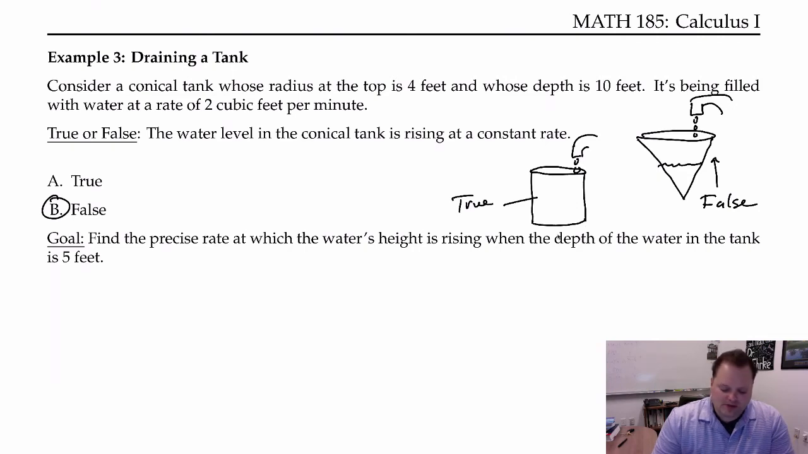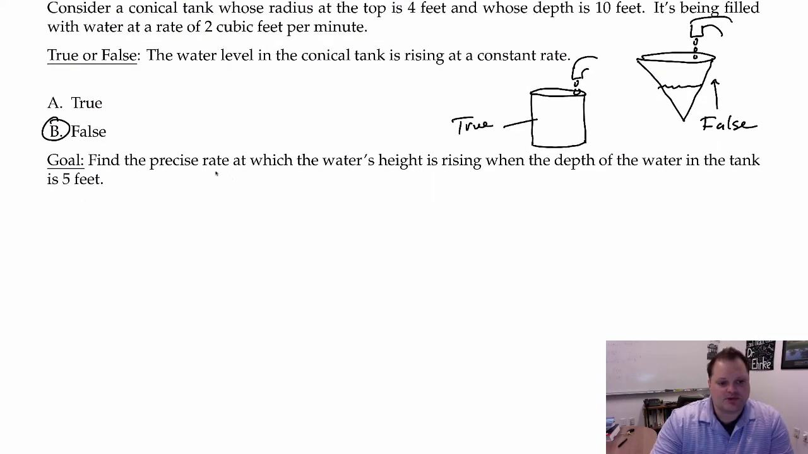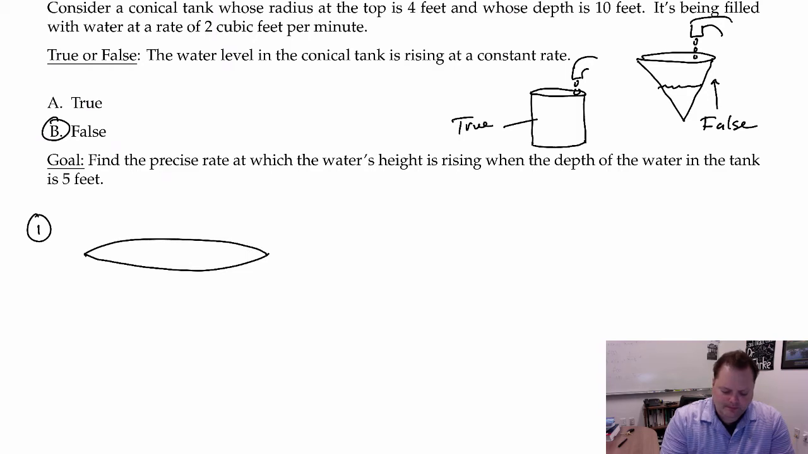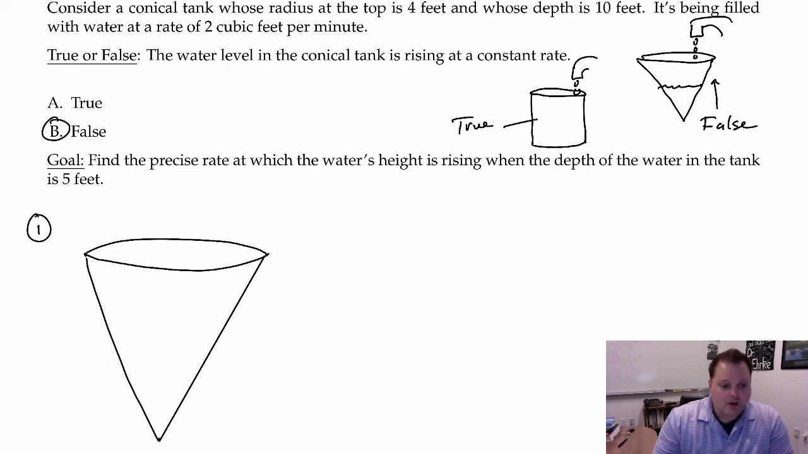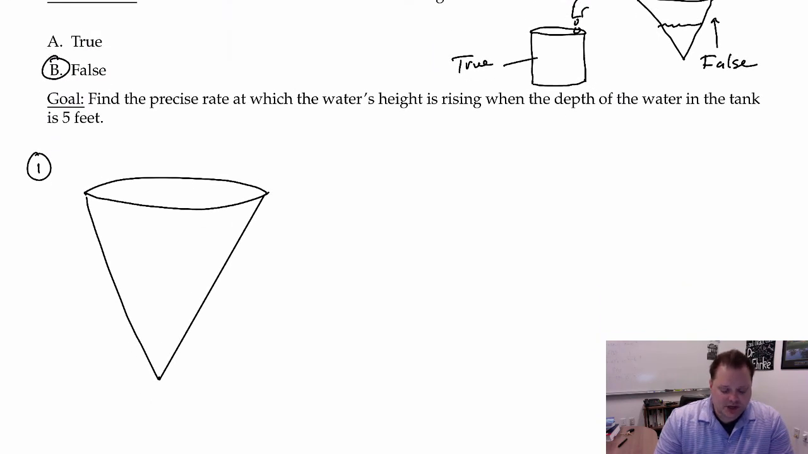So the goal of this problem is to find the precise rate at which the water's height is rising when the tank is 5 foot full. So when the height of the water is 5 foot. Let me draw a good diagram here and try to label everything we can. That's step one. All right, so there is our conical shaped tank.